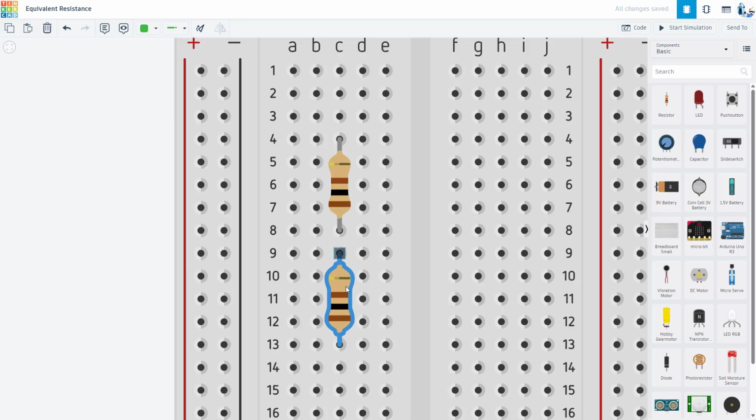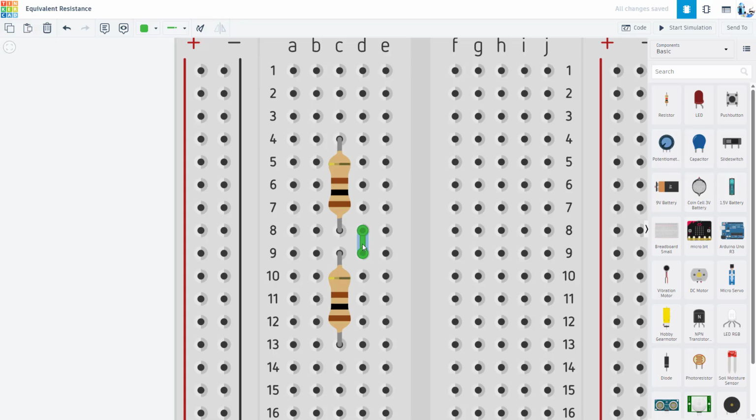If you really want to have them physically lined up like this too, then you would also have the option of using a jumper wire to connect row 8 to row 9. So that uses an extra part, but now you keep your resistors nice and lined up, and they are both geometrically and electrically in series.